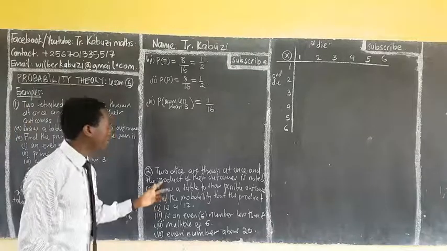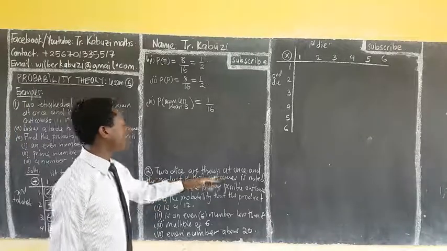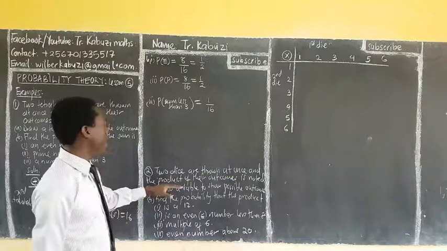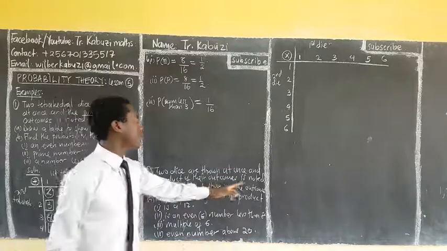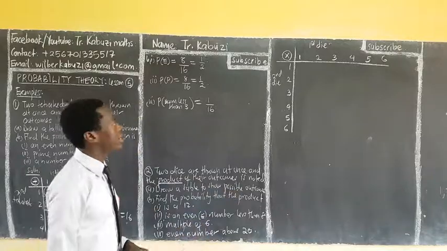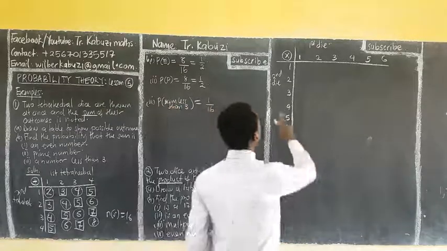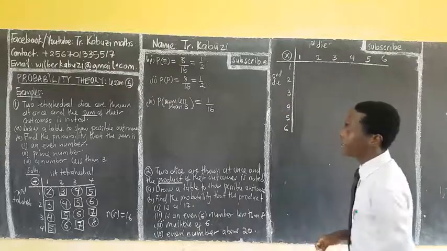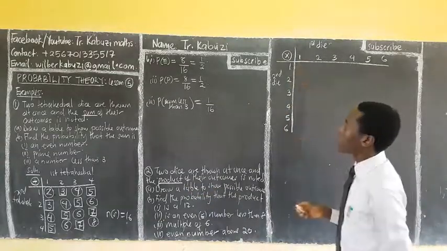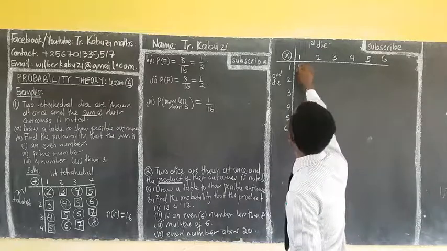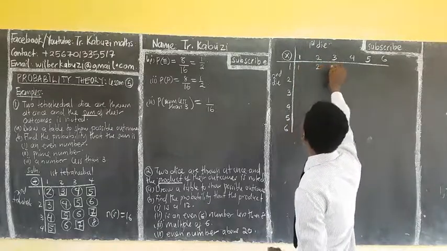When it comes to this one, 2 dice are thrown at once and the product of their outcomes is noted. Now look, this time we are taking the product. Draw a table. I've already put the first die here, the second is here. But this time, we are taking the product. So, this times this, we are going to get a 1. This times this, 2.